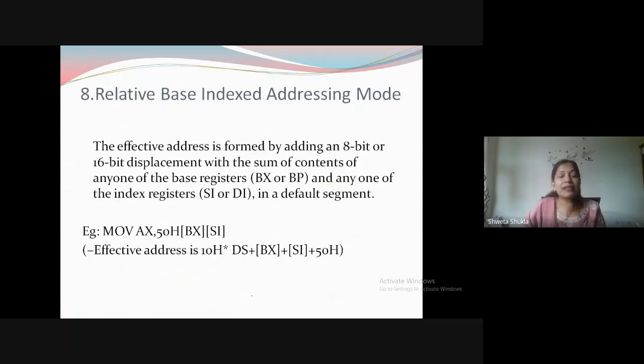Next is relative base index addressing mode, and this is the last addressing mode of the 8086 microprocessor. Remember here, there are three words. Relative means some 8-bit or 16-bit value will be given to you in the instruction itself, and you have to displace the offset address by this number. Then comes base. Base shows that you have a base register. It can be BX, it can be BP. Then indexed. Index means again you will have an index register. It can be SI, it can be DI.